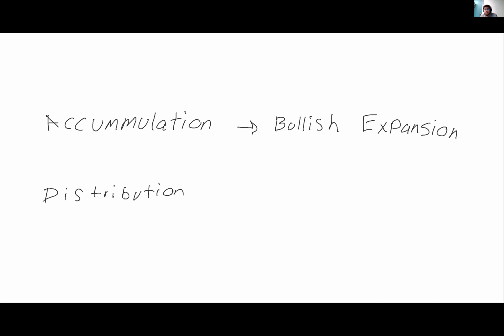For the people that don't know, bullish just means a buy. You can label that at the top as a buy, it's the exact same thing. Now, distribution is going to be the exact opposite. It's going to be a bearish expansion. It's going to be a sell.